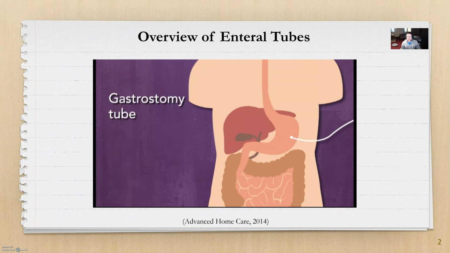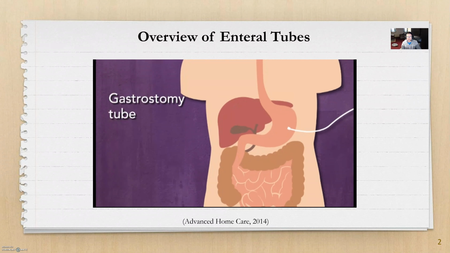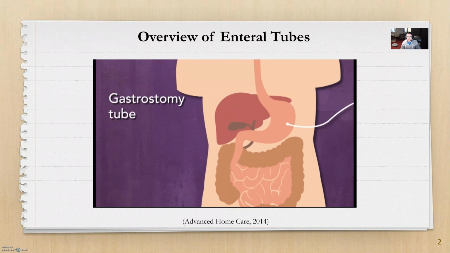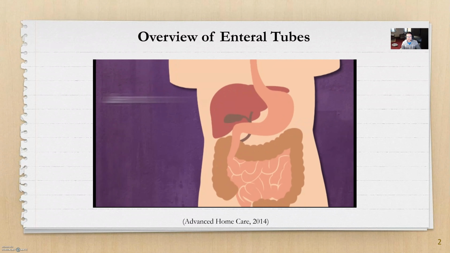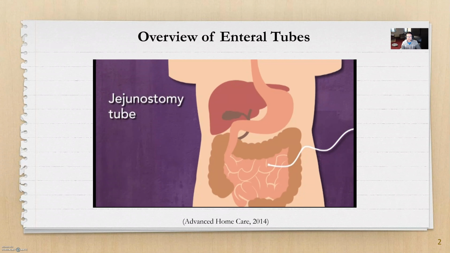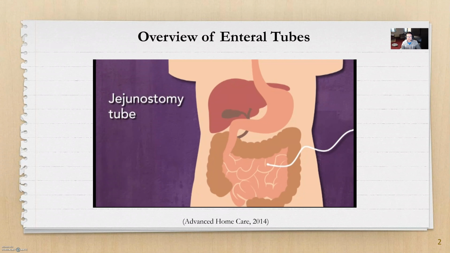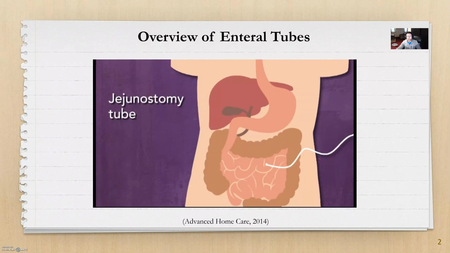A gastrostomy or G-tube is placed directly into the stomach through a hole made through the abdominal wall and into the stomach. This hole is called a stoma. G-tubes can be placed surgically or non-surgically. A type of G-tube placed with an endoscope is known as a PEG. A jejunostomy or J-tube is placed directly into the jejunum through a hole made through the abdominal wall or through an existing G-tube. A J-tube placed through a G-tube is called a GJ-tube.